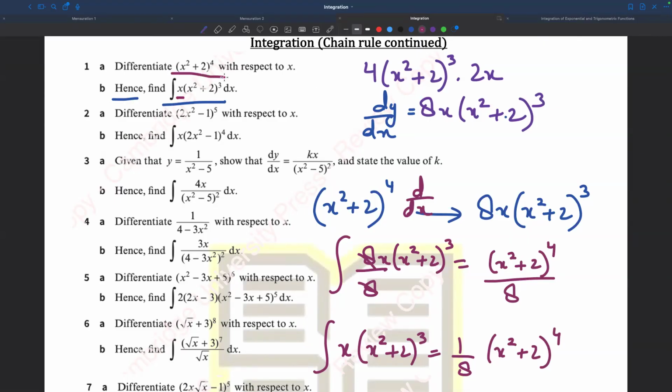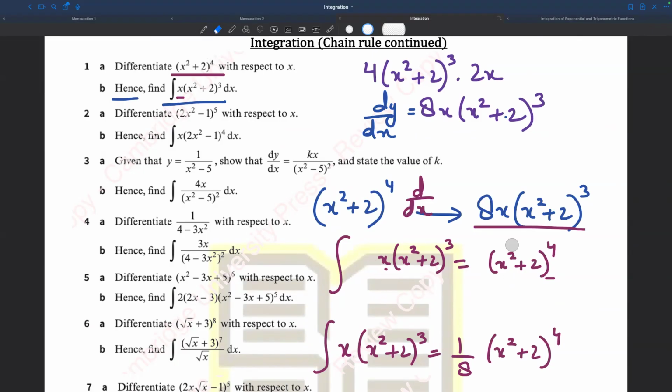ओरिजिनल टर्म क्या था? एक्स स्क्वायर प्लस 2 टू द पावर ऑफ 4. सो व्हेन आई differentiate x square plus 2 to the power of 4, I'm getting 8x into x square plus 2 to the power of 3, right? So when I integrate this term, what should I get? I should get x square plus 2 to the power of 4. Now let me give, इसको हटाता हूँ.